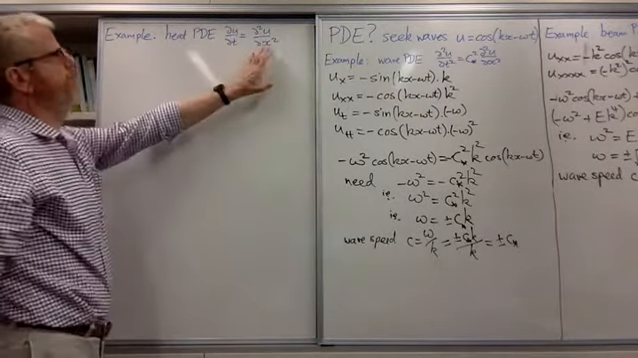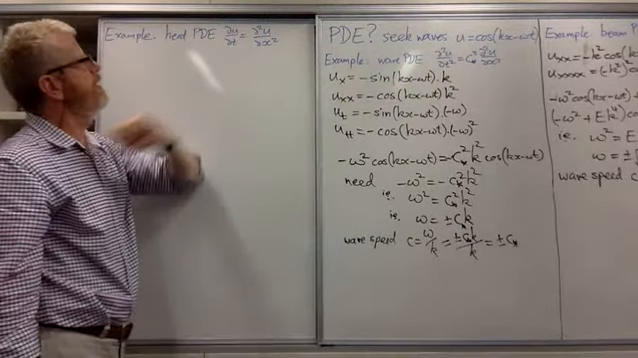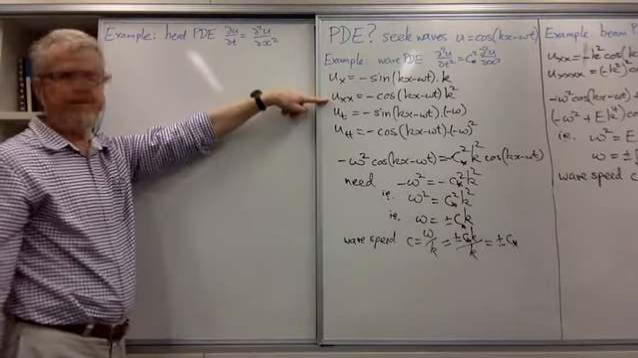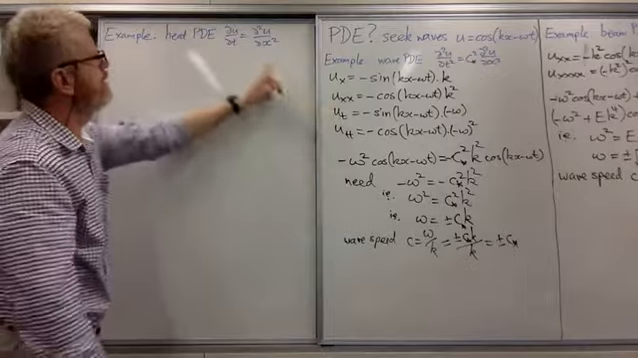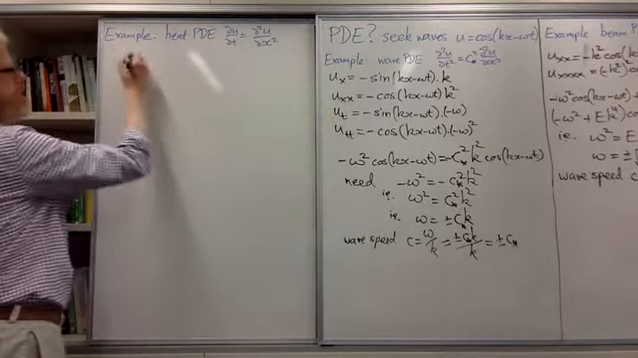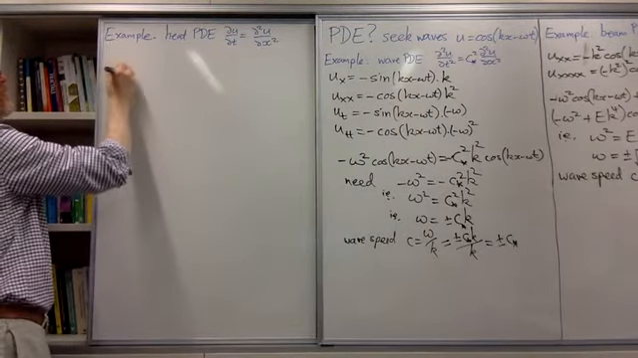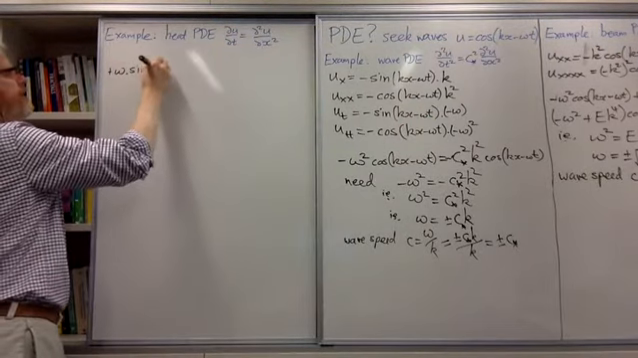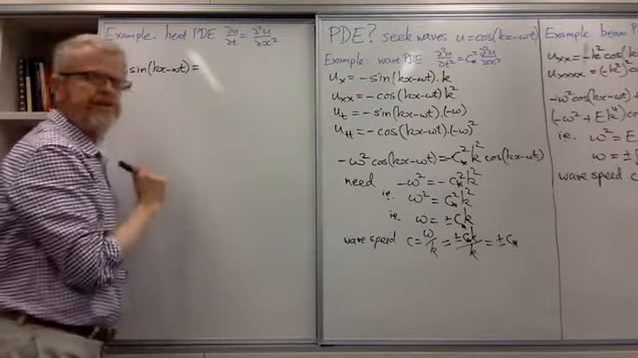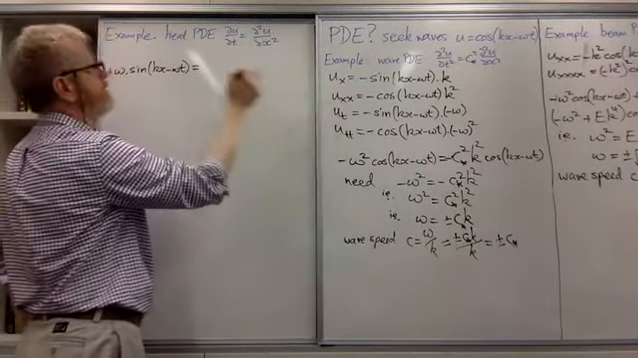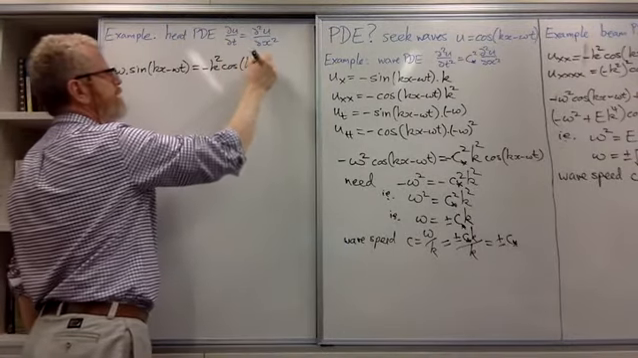Now, we simply substitute u is equal to cosine kx minus omega t. We've got a formula for the second derivative and the first derivative. So to satisfy the PDE, we need minus minus omega, so that's plus omega sine kx minus omega t, equal to two space derivatives, so that's the minus k squared cosine kx minus omega t.